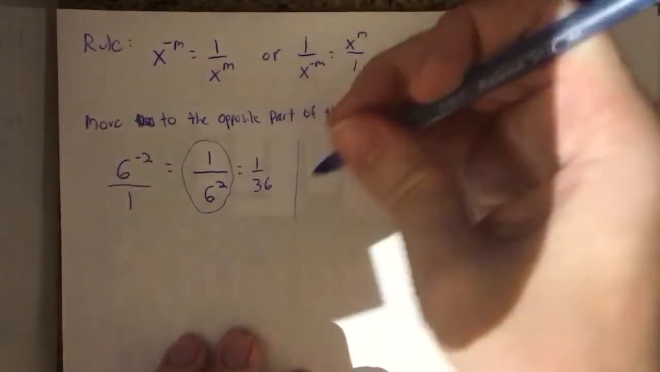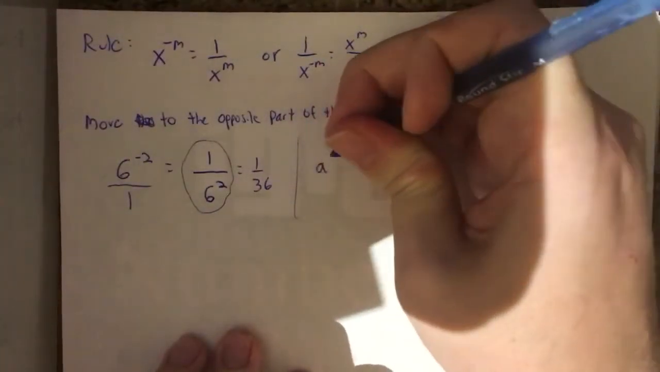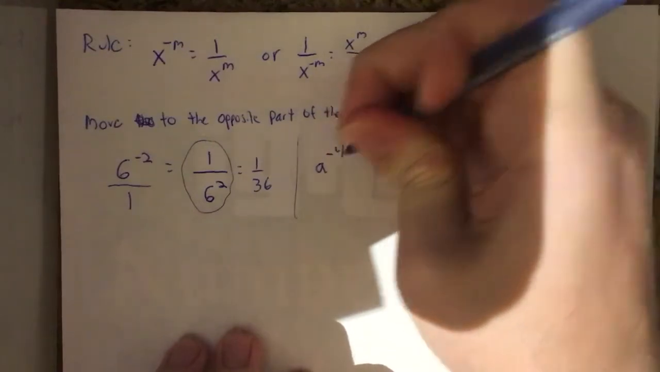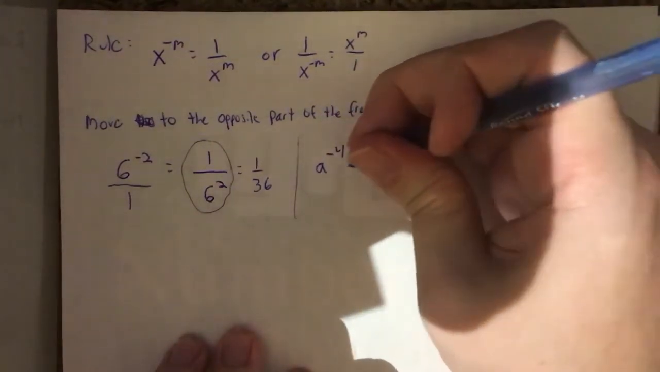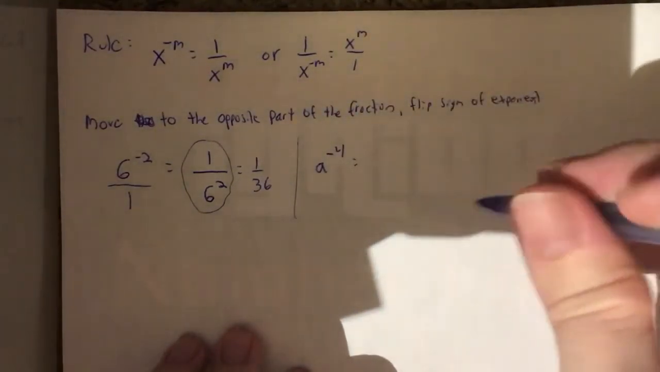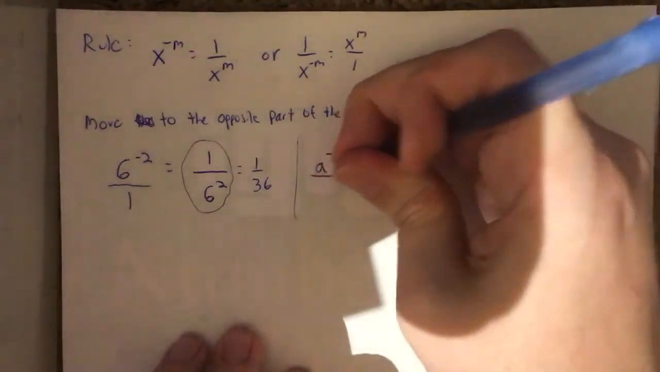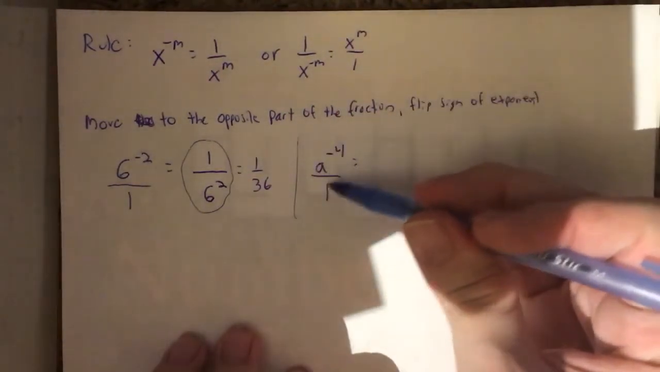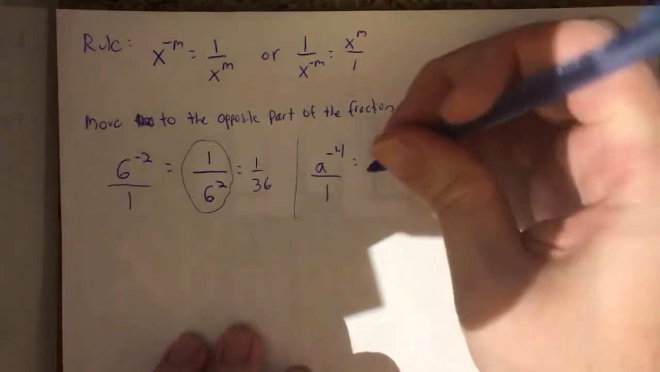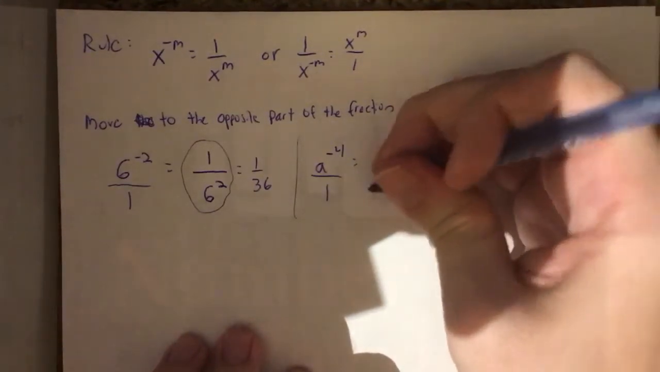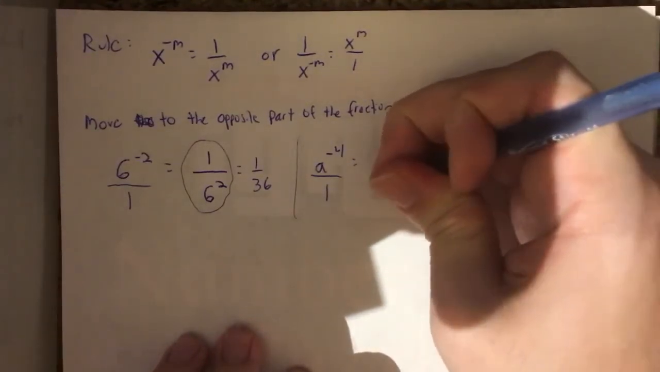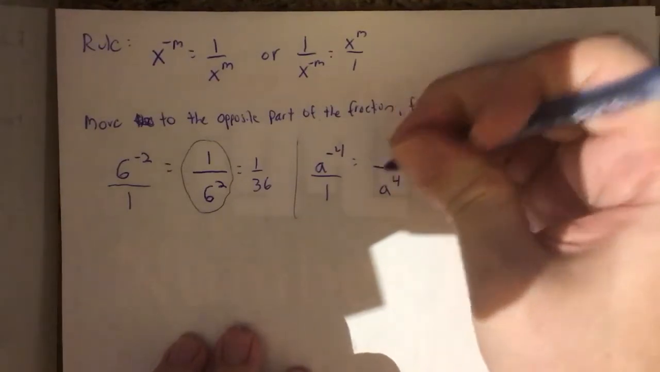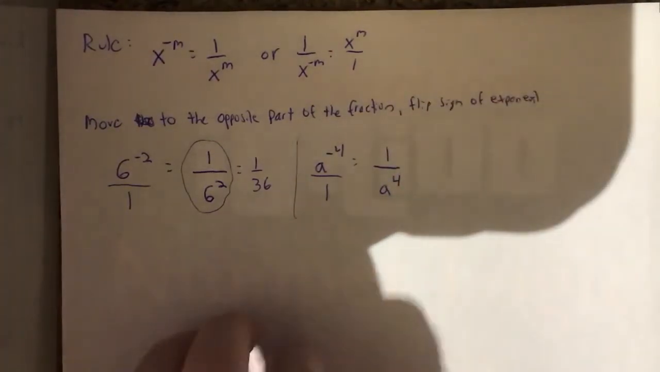Second example. Let's do a to the negative 4. In this case, a to the negative 4 is right now in the top part of the fraction if I rewrite it. So to make it positive, I move it to the opposite part of the fraction, which is the denominator now. Change the sign, and it's 1 over a to the 4th.